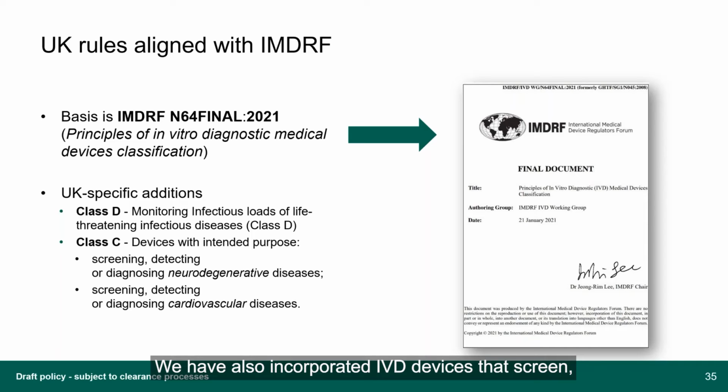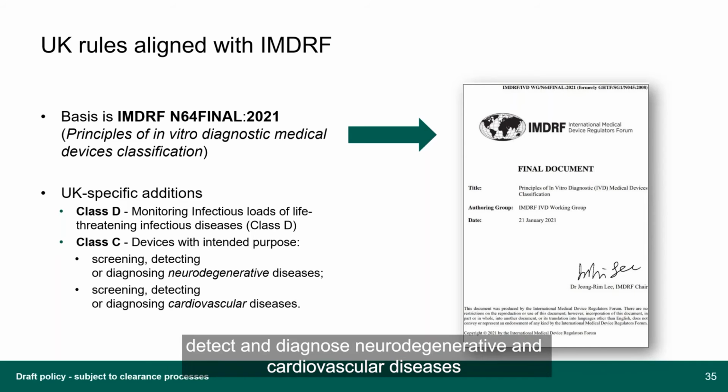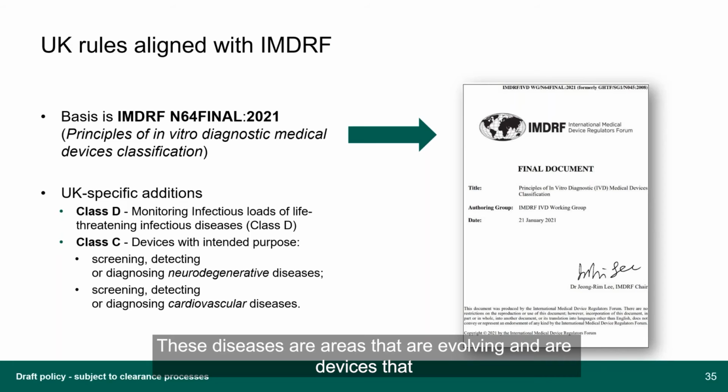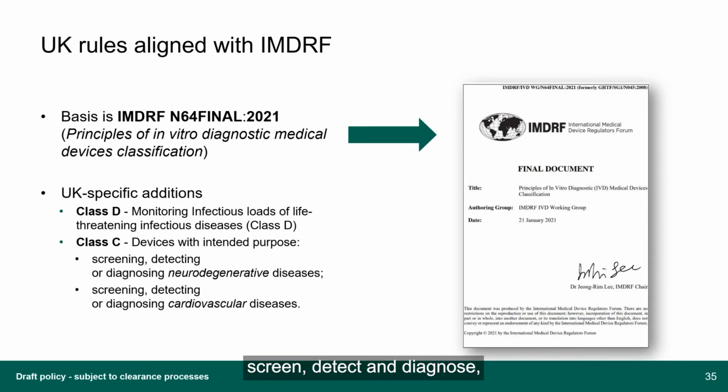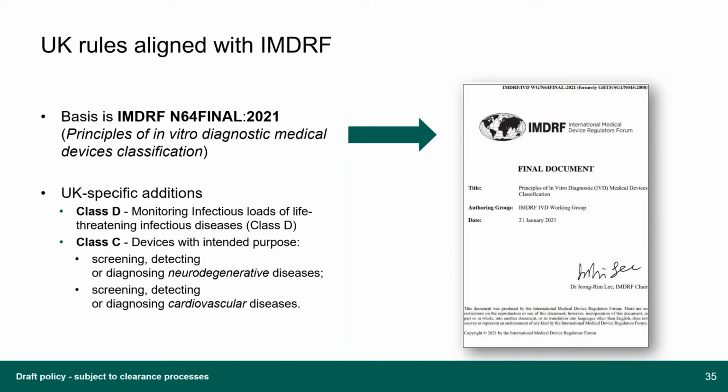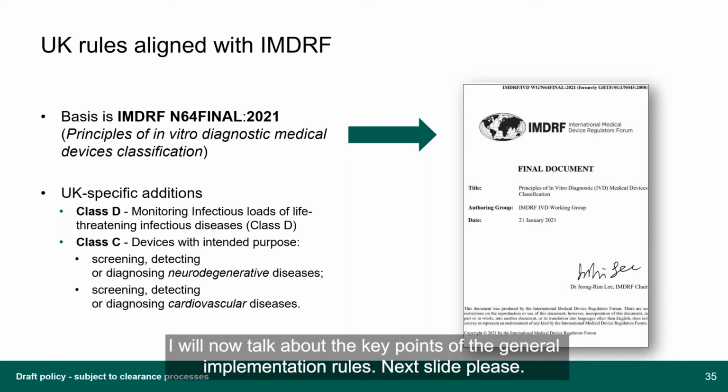We have also incorporated IVD devices that screen, detect, and diagnose neurodegenerative and cardiovascular diseases to be the future Class C. These diseases are areas that are evolving, and the devices that screen, detect, and diagnose, for example, dementia and stroke, require conformity assessment to be risk proportionate to ensure device dependability. I will now talk about the key points of the general implementation rules.